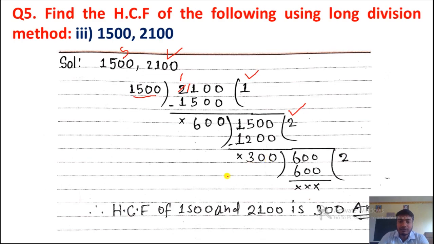Now by this remainder we have to divide 600, as you can see on the screen here. Now how many times will it go? 2 times. 300 into 2, 600. When we subtract, we will get 0. So this 300 is the divisor which is giving the remainder 0. So this 300 is the HCF of 1500 and 2100. Therefore, HCF of 1500 and 2100 is 300. This is the answer. Clear?